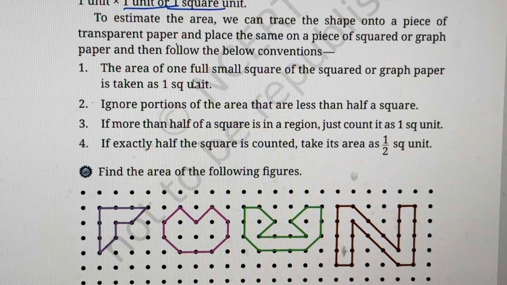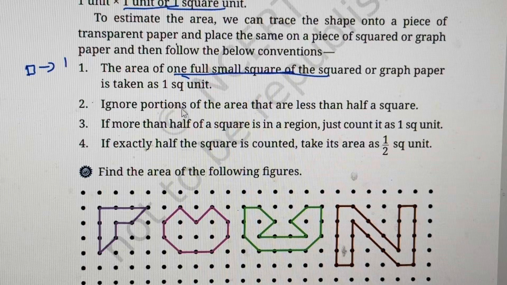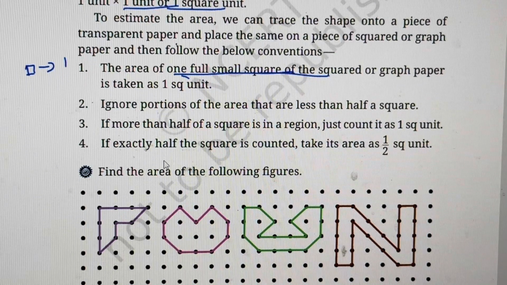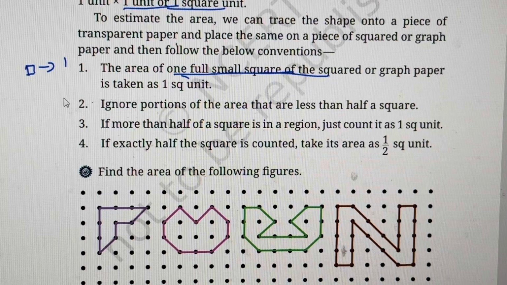First, the area of one full square is taken as 1 unit. So if it is one full square, that is counted as 1. And we ignore portions of the area that are less than half. So if it is less than half, ignore it. If it is a little more than half, then also ignore the remaining portion and just count that as 1. If it is more than half, then that also can be considered as 1. Suppose it is like this, a little bit less than a square, that also is counted as 1, right?